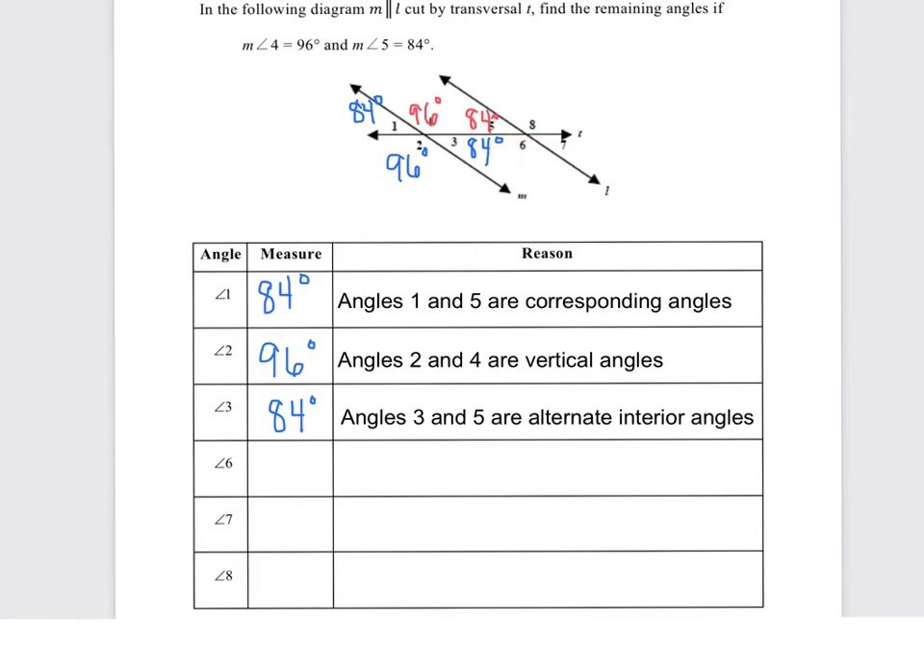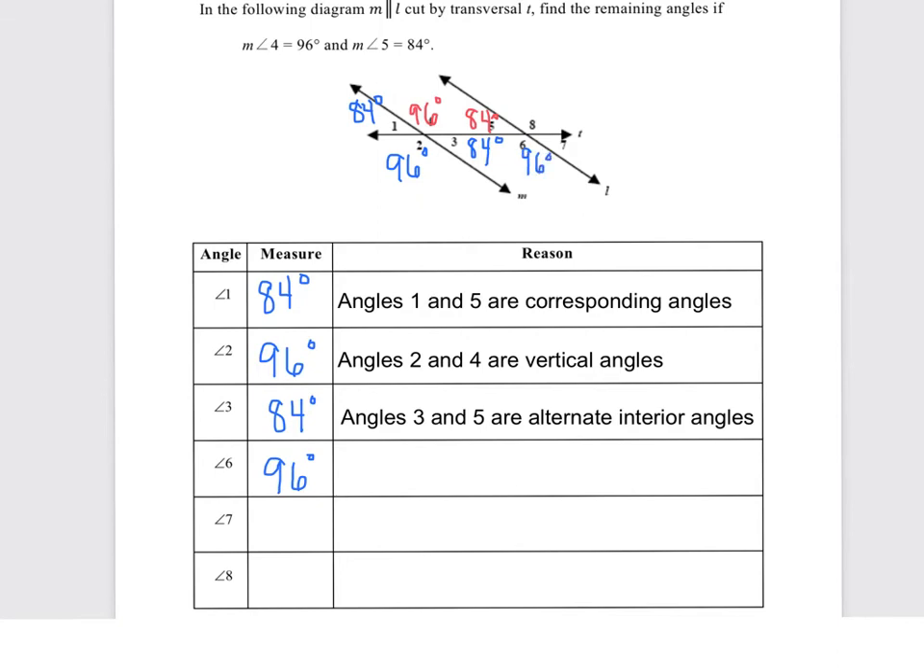Let's now look at angle 6. And again, you want to identify relationships with other angles. What do we notice about angle 6 and angle 2? They're corresponding. And then we have angle 6 and angle 4 are alternate interior. Therefore, angle 6 is equal to 96 degrees.